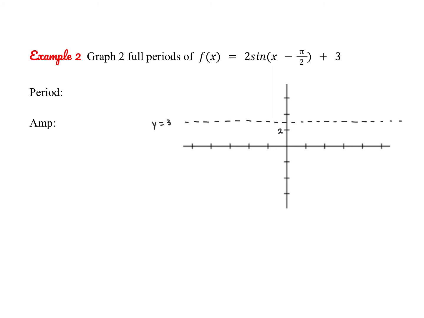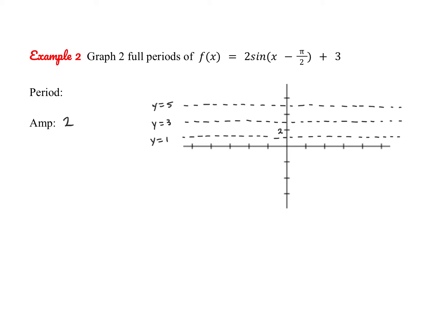So that's our midline. Again, you don't have to do this. This is just something that I like to do. And then to help me figure out where the maximum and minimum are, I can look to the amplitude. Since the amplitude of our graph is 2, that means that the distance from the midline to the maximum or the minimum is 2. So I know that my minimum value will be at y equals 1, and then my maximum value will be here at y equals 5.